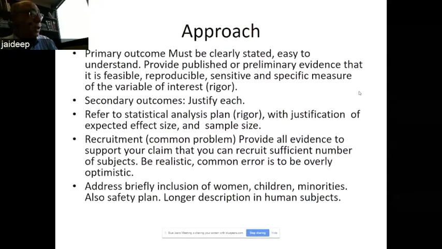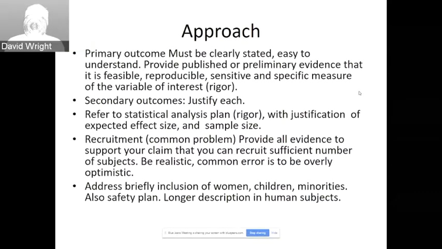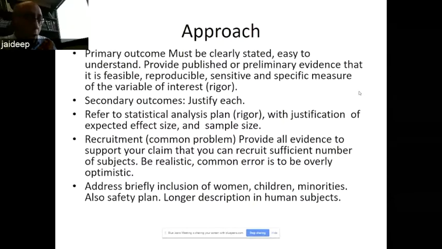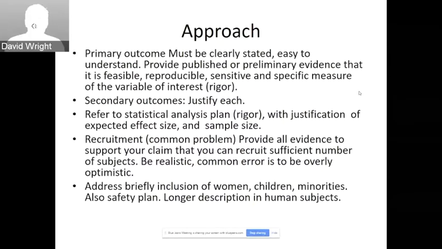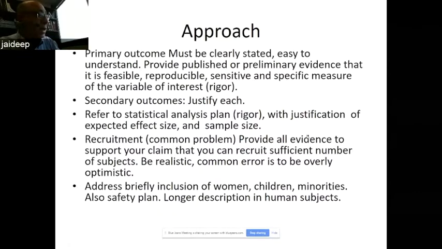Briefly address inclusion of women, children, and minorities, and the safety plan. A longer description of these follows in human subjects, but in the main application, it's good to address that those issues have been taken care of properly. And if you're going to exclude any of them, explain why very clearly, and again, justify their inclusion or exclusion.